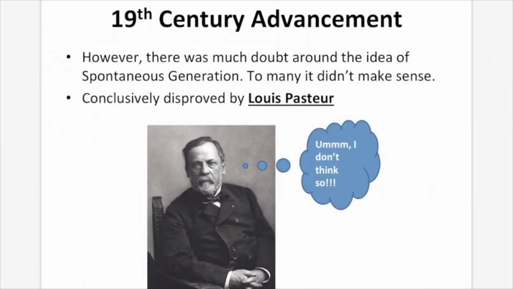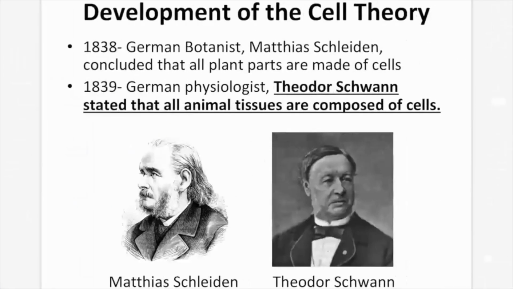However, there was much doubt around the idea of spontaneous generation. It's an interesting idea. It does make sense from a certain point of view. However, it doesn't really make sense when you think about it. And this was brought up by Louis Pasteur, the same guy that learned about pasteurizing milk. He didn't really think this was a good idea. And this led to our development of the modern cell theory.